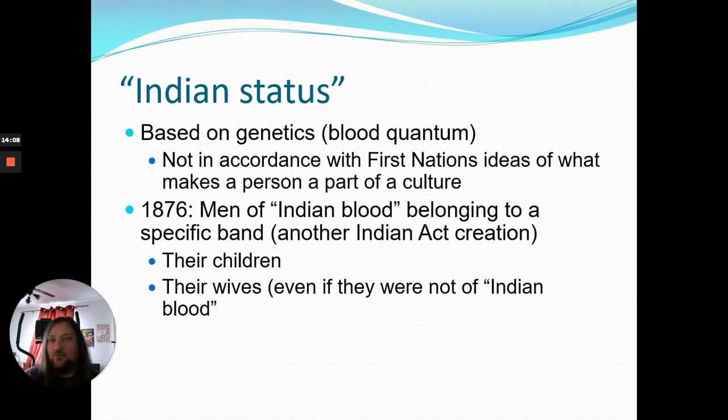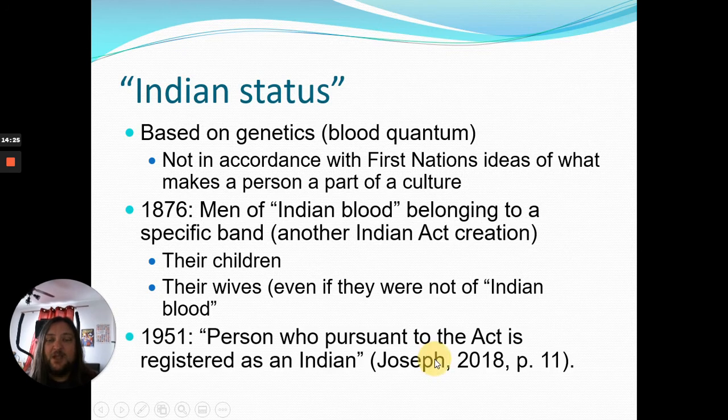We'll talk about this more later as well, but a white woman, for example, who married a man with Indian status was actually granted status, but a First Nations woman who married a non-status man would lose her status, and so would her kids, and we'll learn more about that. So that's how they defined Indians. Actually, I'm skipping ahead here. Back to the main topic: in 1951, when there was one of those major amendments, they changed the definition of what an Indian was.